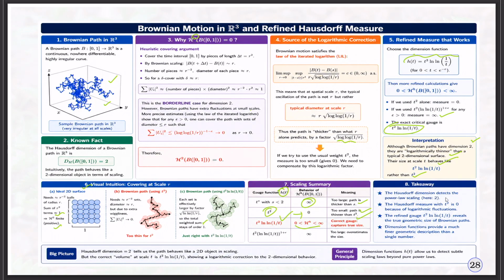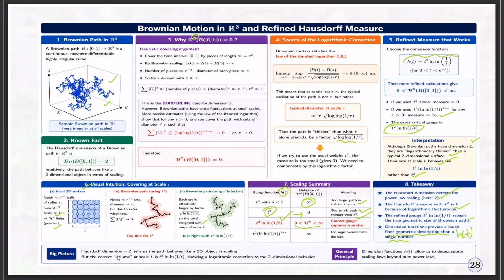So the Hausdorff dimension detects the power law scaling, here it is 2. The Hausdorff measure with t square is 0 because of the logarithmic fluctuations. The refined dimension function t square ln of 1 by 2 reveals the true geometrical size of Brownian paths. So the dimension function provides a much finer geometrical distinction than a single number. So while using the dimension function h of t, one can get a fine geometric description of the object instead of using constant values.